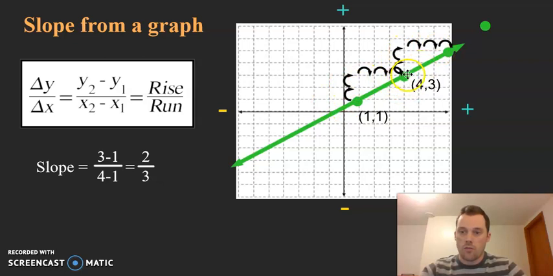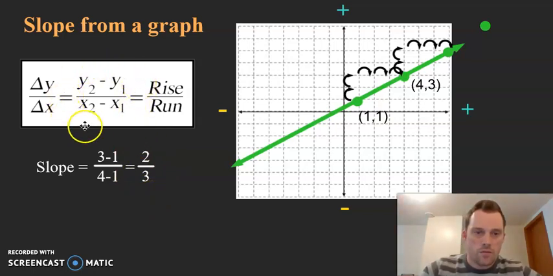I could also go from 4, 3 to 1, 1. So that would be down 2 and left 3. So down is negative, left is negative. So that would be a negative 2 divided by negative 3. But we know that negative divided by negative is a positive. So we still end up with the same rate of change of 2 over 3.